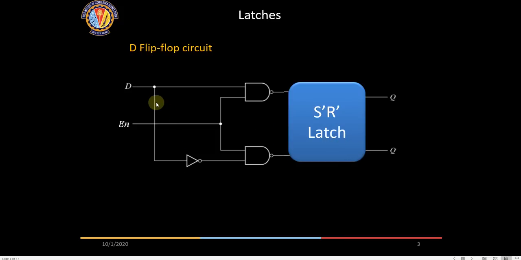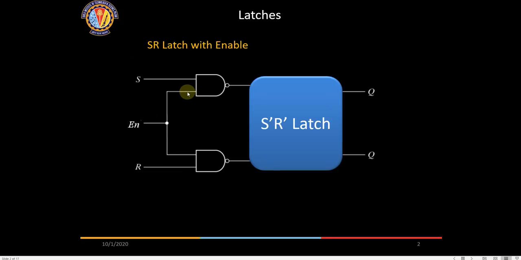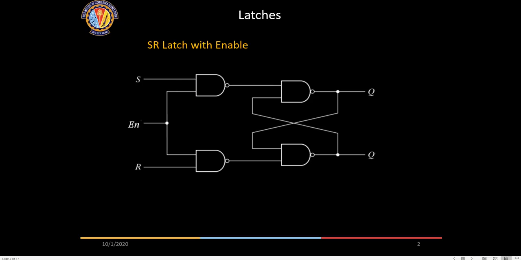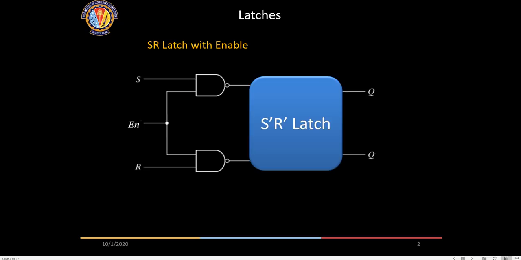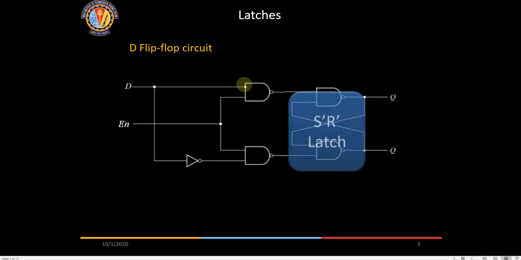Okay, this was earlier an SR latch. This is an SR latch, right? And this part inside is an S dash R dash latch. This is a D latch. It's written wrong here. You can consider it as a D latch. Sorry, this is a D latch. Still, it's going to be a D latch.